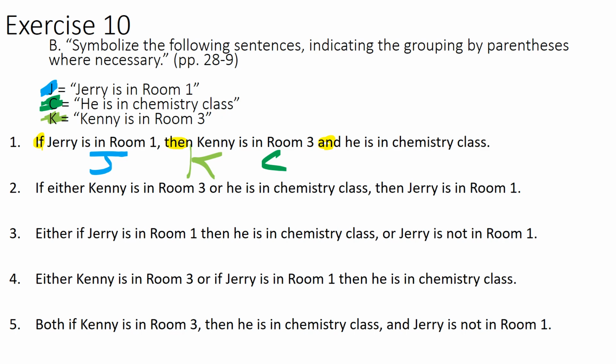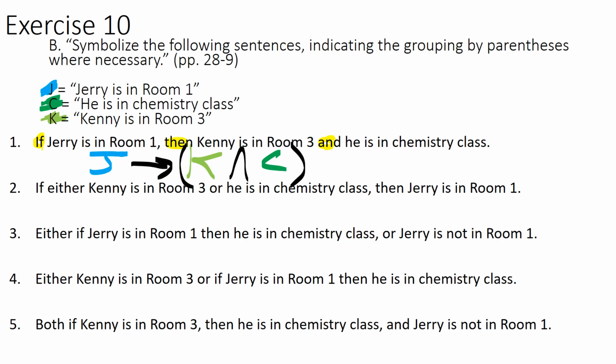Let's put in our connectives now. So we have if J, then K, so an arrow. K and C, so a wedge. And at least in this lesson, we'll put the consequent in parentheses. So if J, then parentheses K and C, close parentheses.